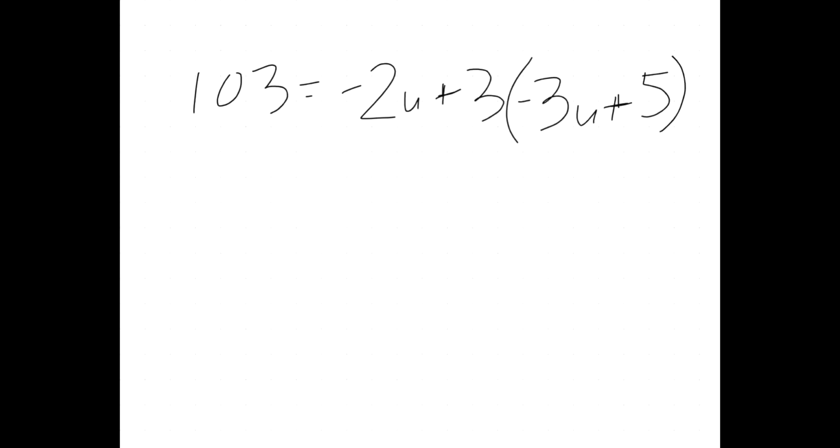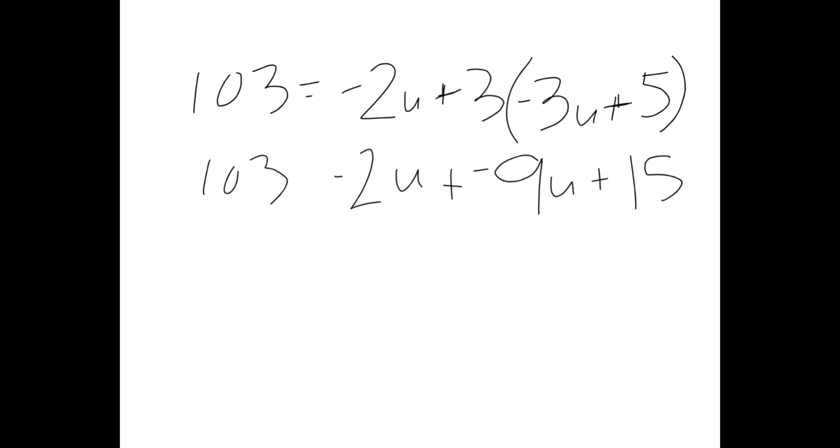3 times 3u. Don't forget the negative. Oh, yeah, I forgot that. So then 3 times negative 3u. Then 3 times 5 is 15. Good. And then bring down the negative 2u. So the negative 2u plus negative 9u plus 15.